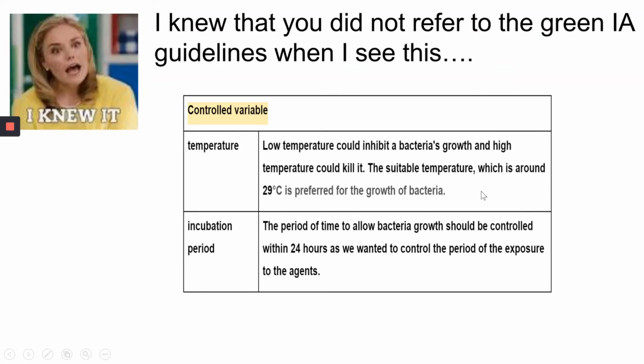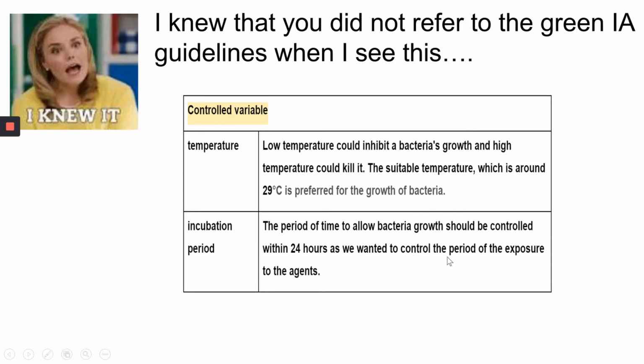but they didn't mention how they control it. So the how is missing. So again, you probably wonder, do I have to use the 3 columns? Usually we recommend you use the 3 columns to help you make sure you have got all the points in. Incubator period, you mentioned, for example, 24 hours, mention the time to quantify it. Yes, numbers.